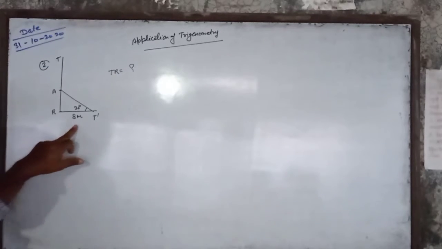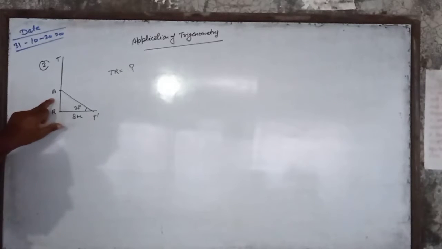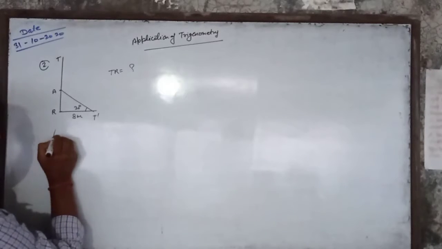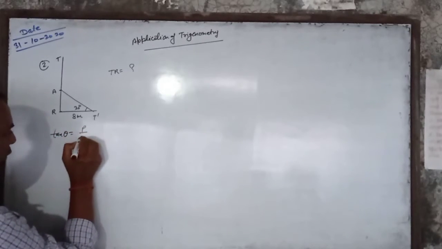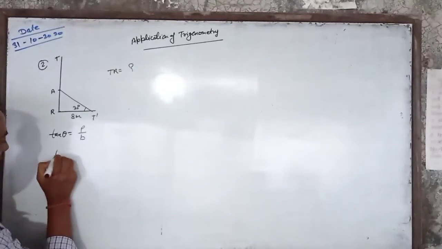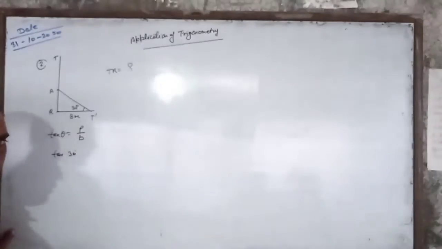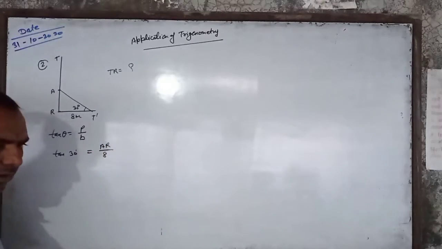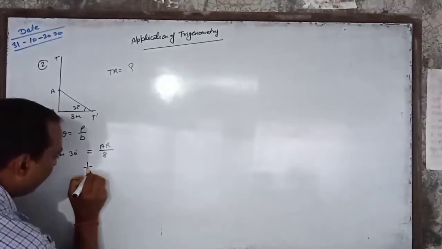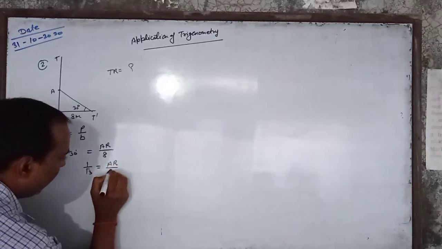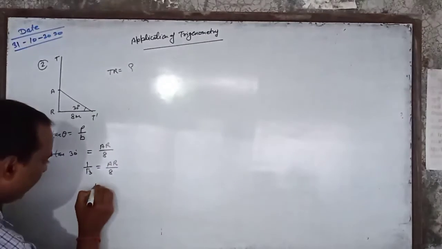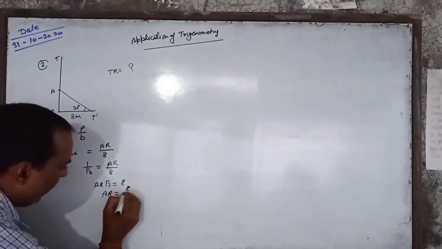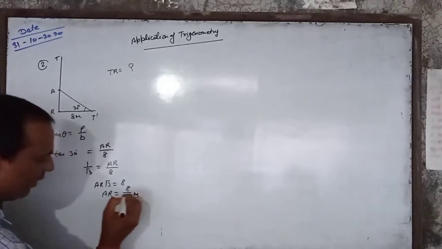At first, the base is given. At first, find the perpendicular. The relation between perpendicular and base is tan. So, at first, using tan theta equals perpendicular by base. Here theta is 30 degree, the perpendicular is AR and the base is 8. Tan 30 equals 1 by root 3 equals AR by 8. Cross multiply: AR root 3 equals 8. AR equals 8 by root 3 meter.